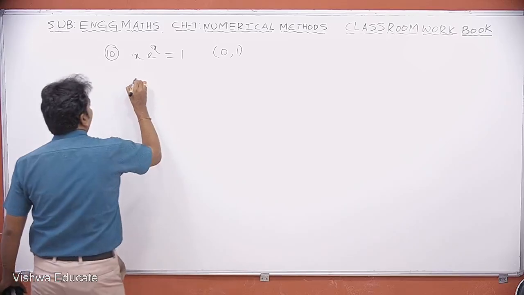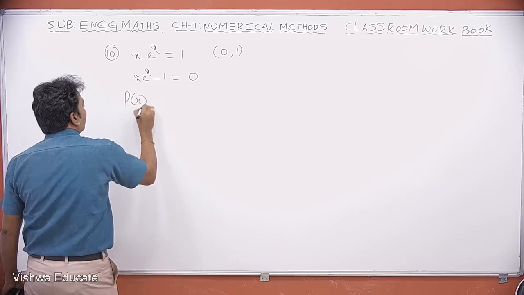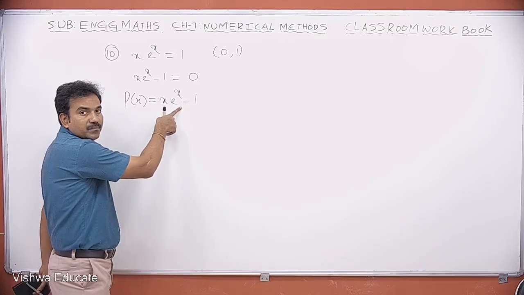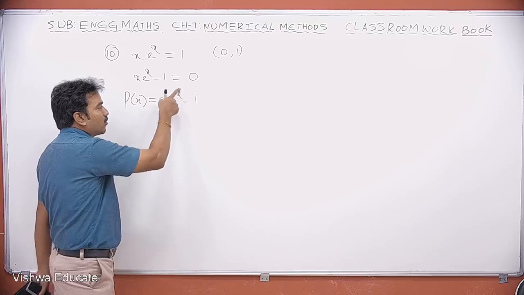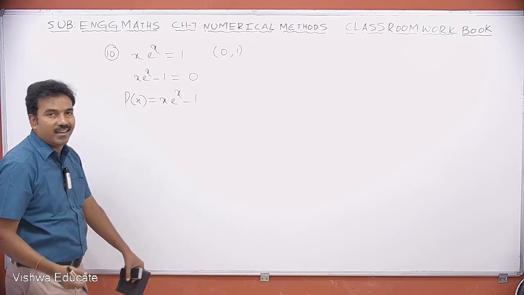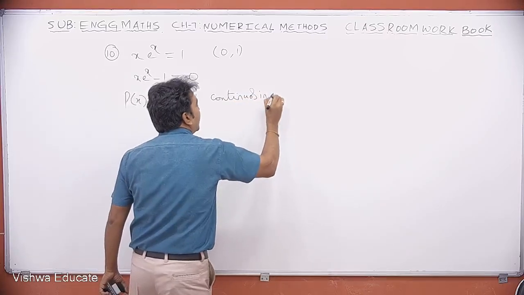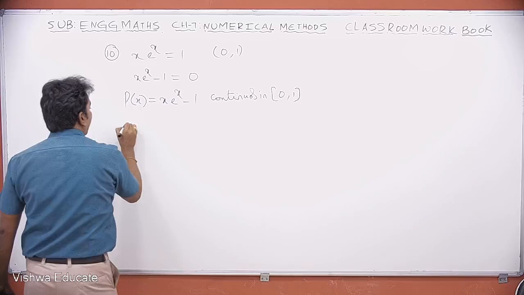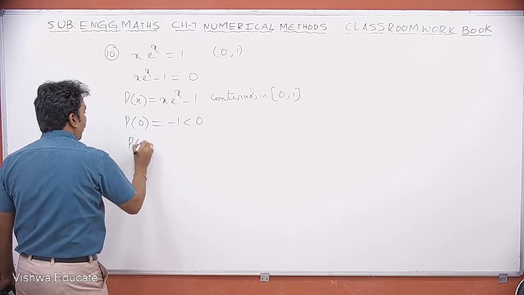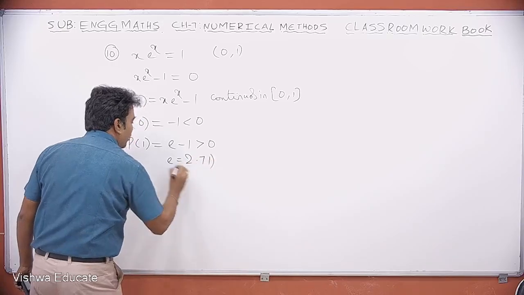Actually, you can take this function as x into e power x minus 1 equal to 0. Let us take p of x equal to x into e power x minus 1. Now this is a continuous function. E power x is continuous, x is continuous, product is continuous, constant function is continuous, difference of two continuous functions is again a continuous function. So this is continuous in closed interval 0, 1. Now let us calculate p of 0. P of 0 is minus 1, it is negative. P of 1 is e minus 1, this is greater than 0 because the value of e is 2.71.